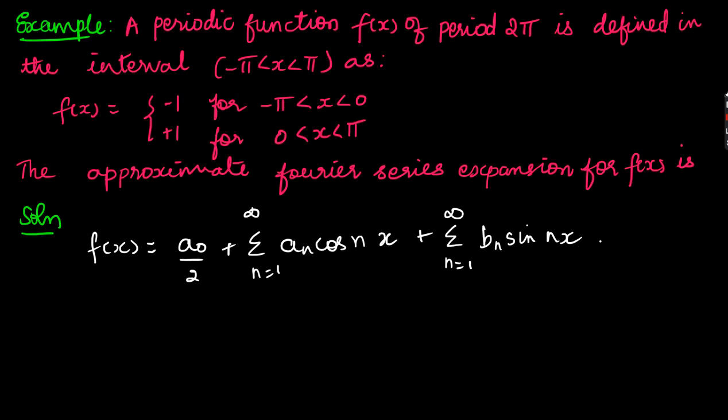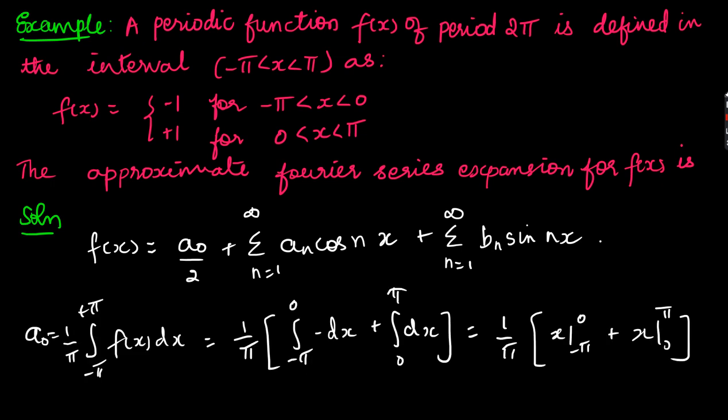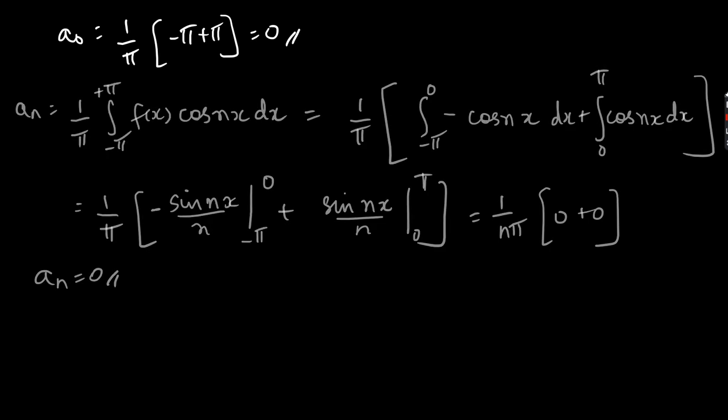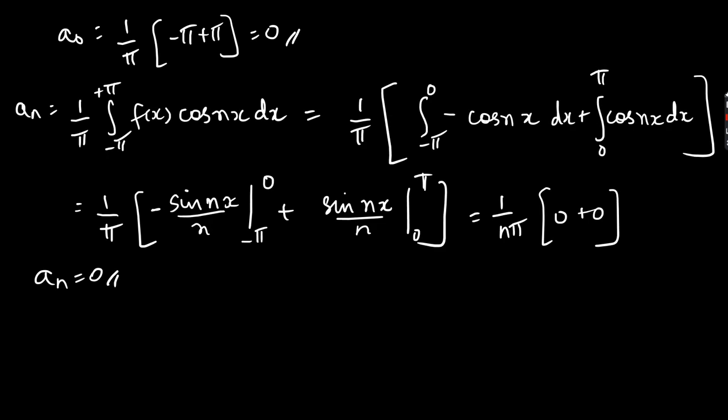Here, you have seen that the Fourier expansion will have an cos n pi x by L. Here L is given as 2 pi. So on substituting that, you're going to get an cos nx and bn sin nx. Then you can find your a naught by using your formula. You're going to get a naught to be 0. And then an can be solved using the same formula. So on integrating, you get an to be 0.